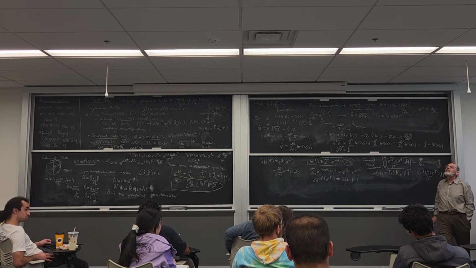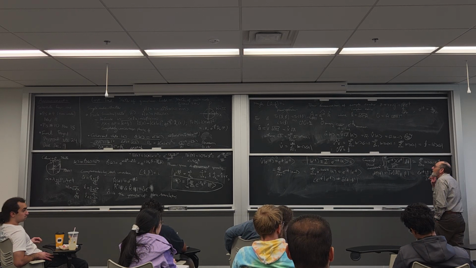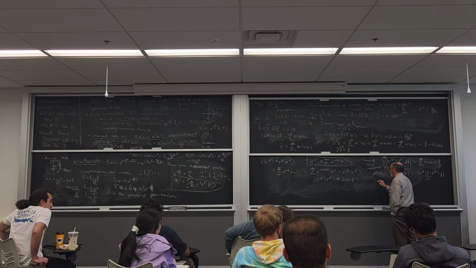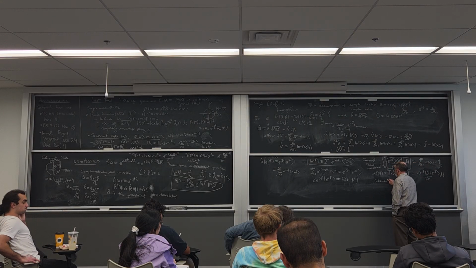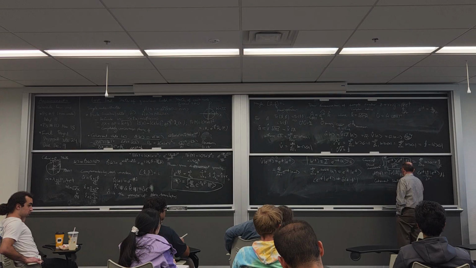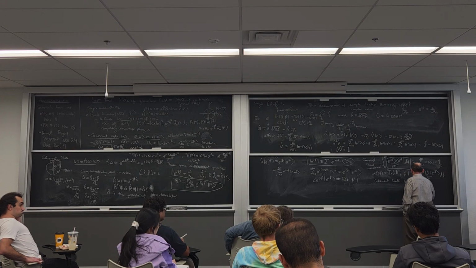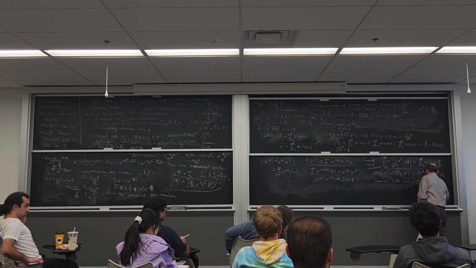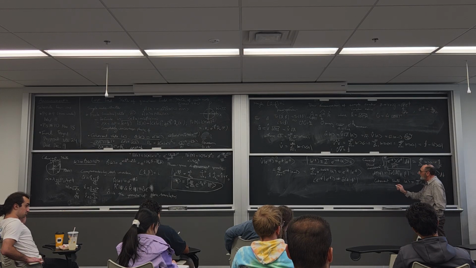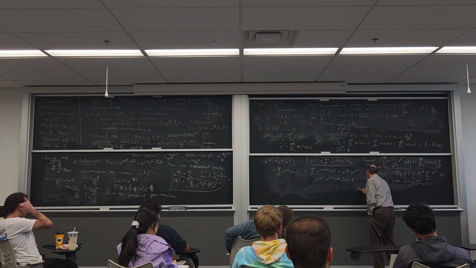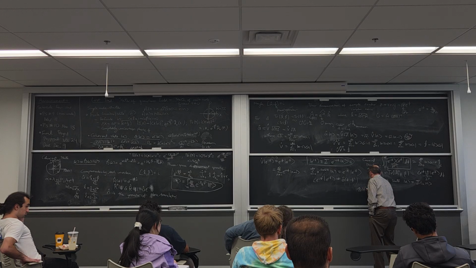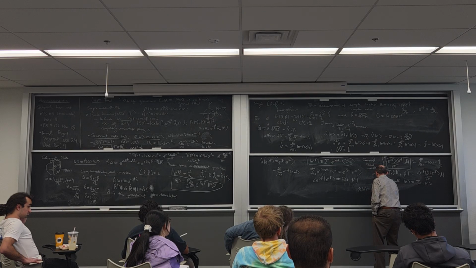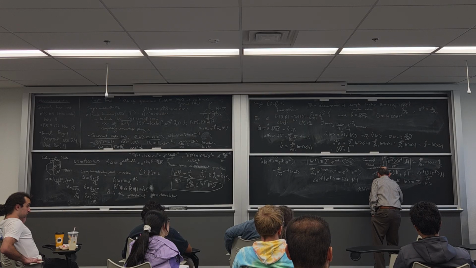So let's just see if this makes sense. If I look at a coherent state, what is the probability density of phase in the coherent state? Well, I would look at the square of this over 2 pi.